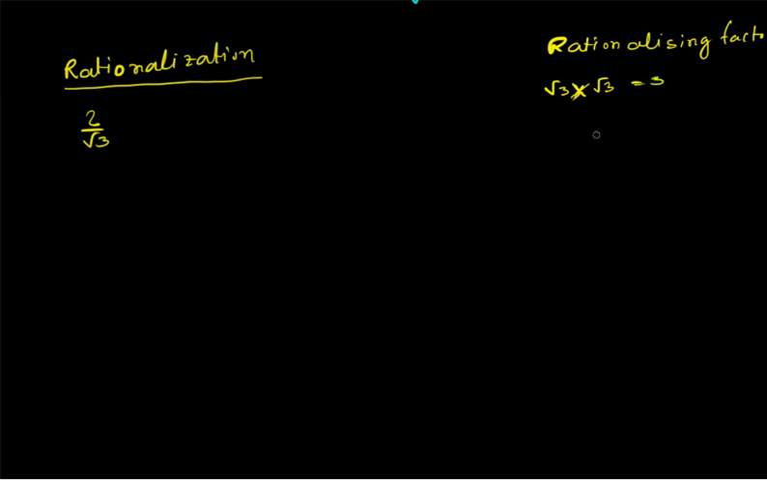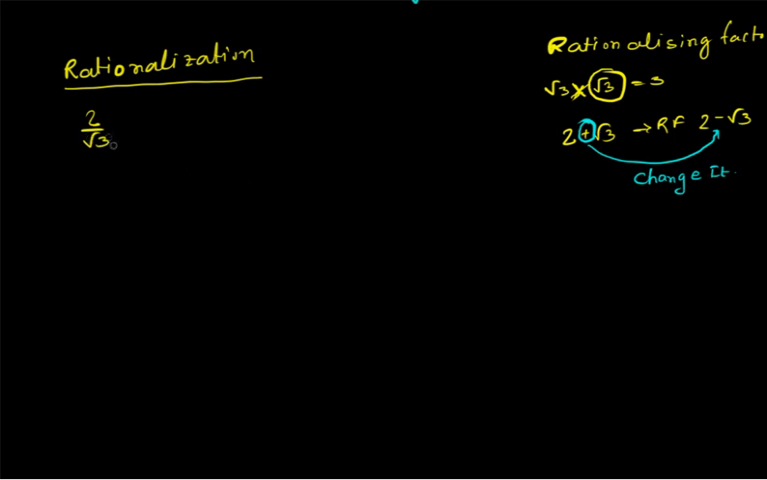Look, we are getting 3 here. So for root 3, the rationalizing factor is root 3 itself. But for 2 plus root 3, the RF will be 2 minus root 3. So how to find the rationalizing factor? It's very simple. You just need to change the sign before the irrational number.